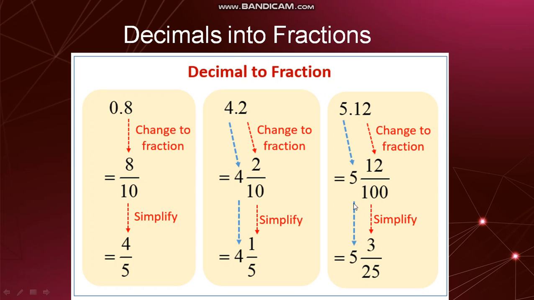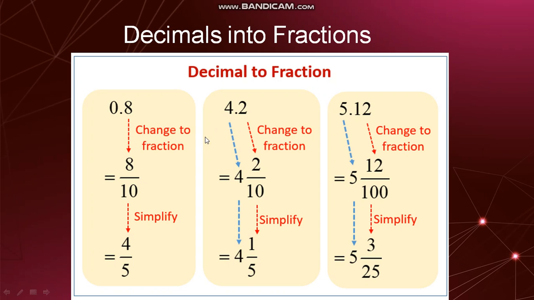So 42 by 10 can be written as 4 2 by 10. When you simplify it further, you get 4 1 by 5. Again I repeat, 4.2 is written as 42 by 10. Why 10? Because after the decimal there is only one digit. So 42 by 10 is written as 4 2 by 10 in the mixed form, which is further simplified and written as 4 1 by 5.